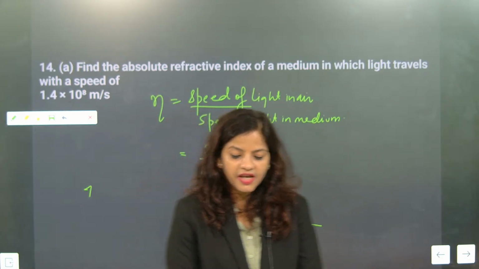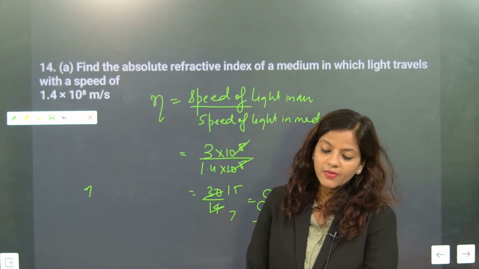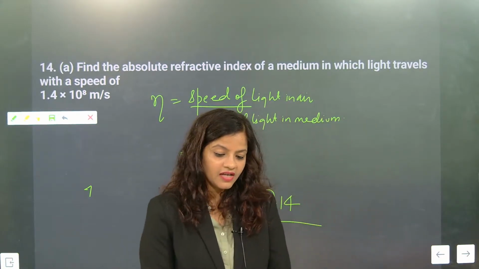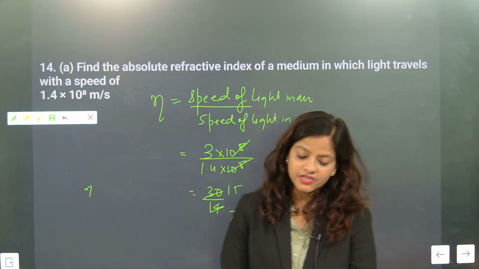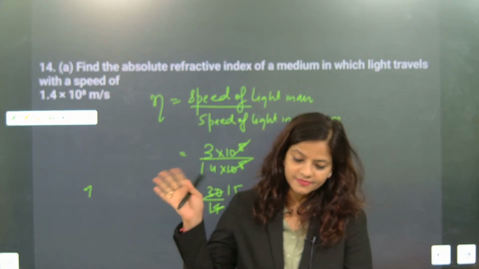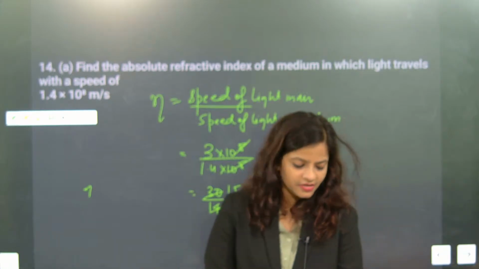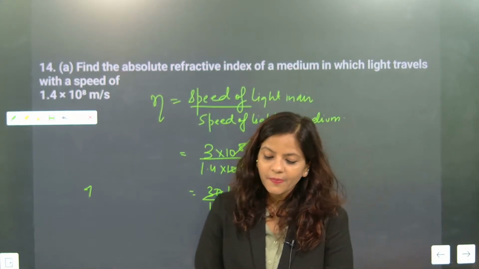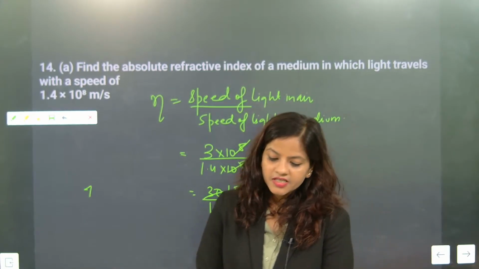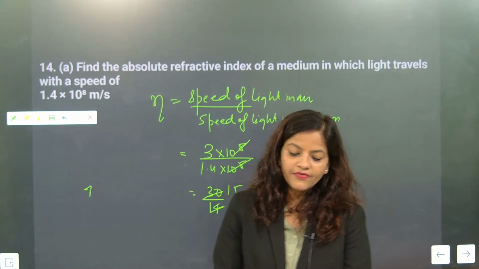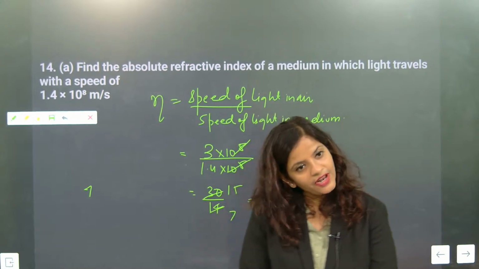Very easy question I have asked. So you can answer my question. Very, very easy question I have asked. How do we distinguish the medium? Depends upon refractive index and speed of light.